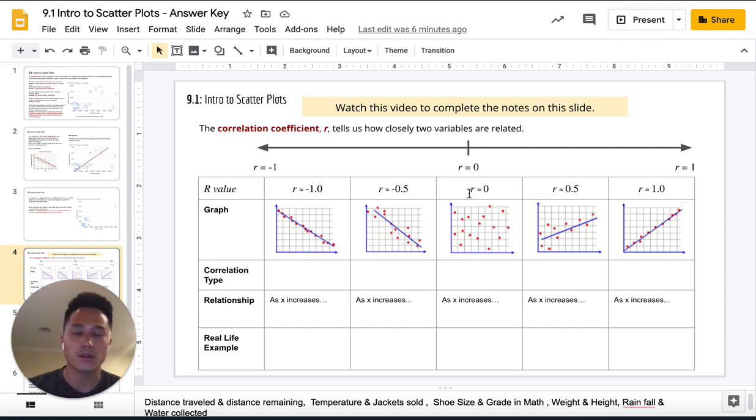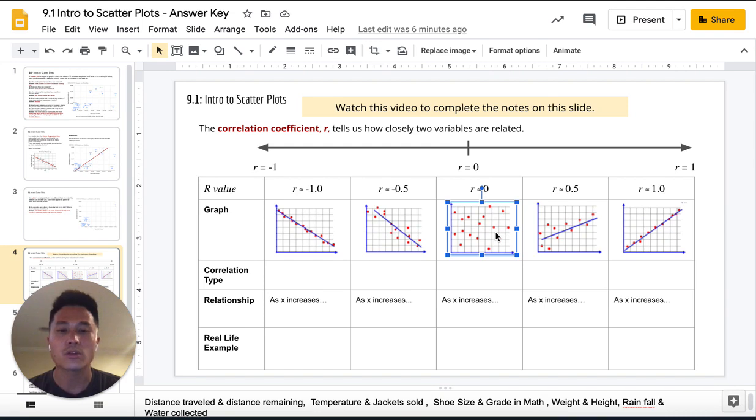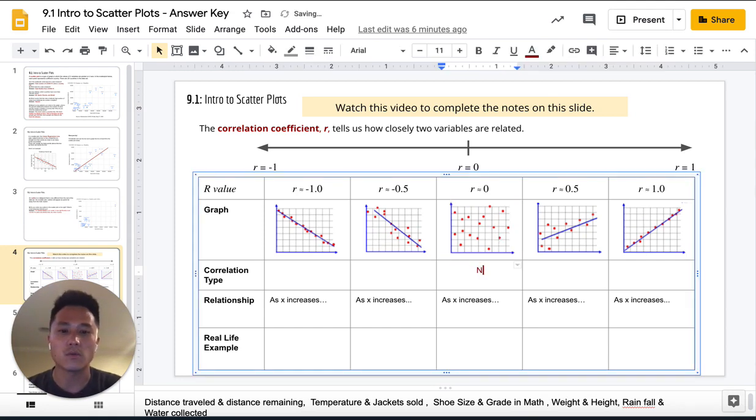And we're going to start by filling out the middle first. If the r value is somewhere around 0, the scatter plot's going to look like this, where there's no real pattern that we can see. The dots are just everywhere, all over the place. And when that's the case, we would just say that there is no correlation. And then the relationship between the variables, as x increases, so as you go further along the x-axis, y is unpredictable. We can't determine anything about the possible y value based on the x value.